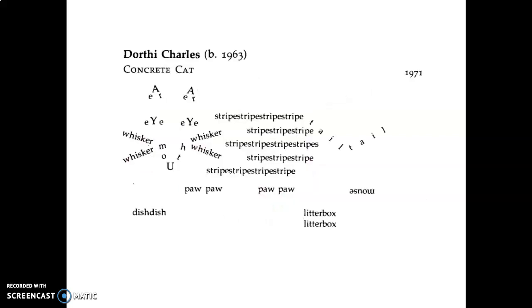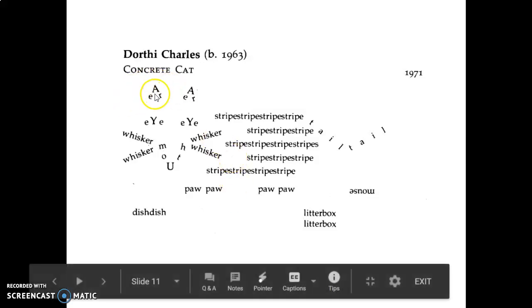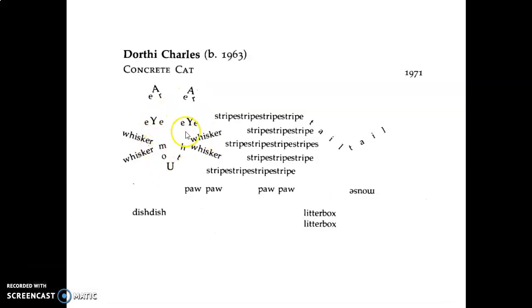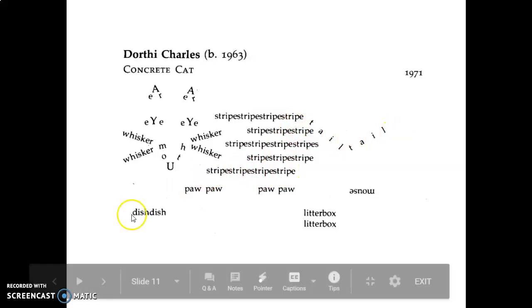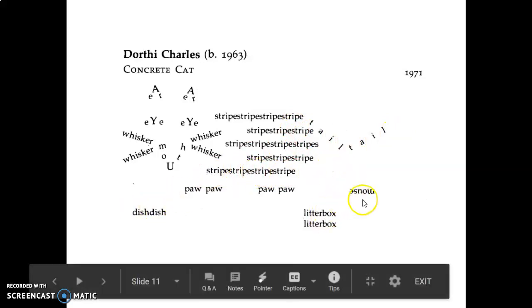Here's another one. Dorothy Charles, Concrete Cat. I love this one. The picture is actually created by just words. So when you look at this one, you see ear, ear, eye, whisker, whisker, whisker, mouth, right? Stripe, stripe, stripe, paw, paw, paw, tail, tail, dish, dish, litter box, litter box. And then I love the fact that the mouse is upside down because the mouse is dead.